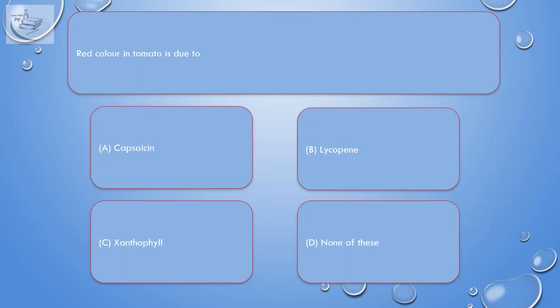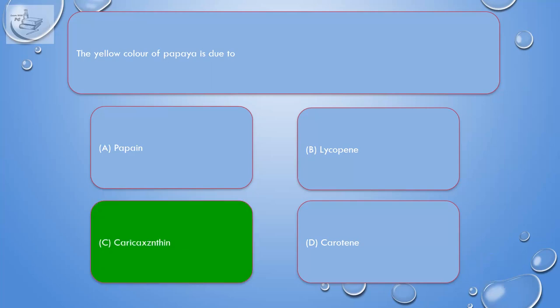Question: red color in tomato is due to A. Capsaicin. B. Lycopene. C. Xanthophyll. D. None of these. Correct answer is B. Lycopene. Question: the yellow color of papaya is due to A. Papine. B. Lycopene. C. Caracoxanthum. D. Carotene. Correct answer is C. Caracoxanthum.